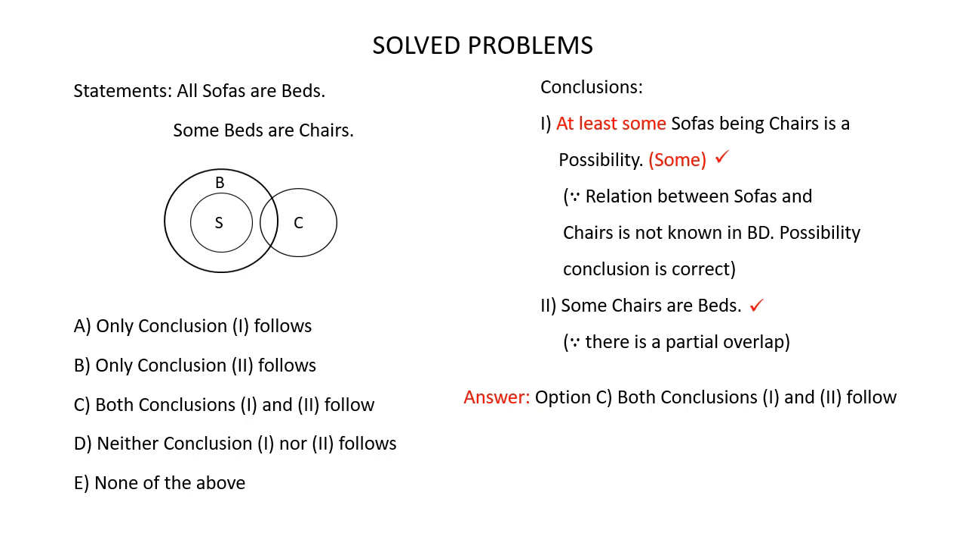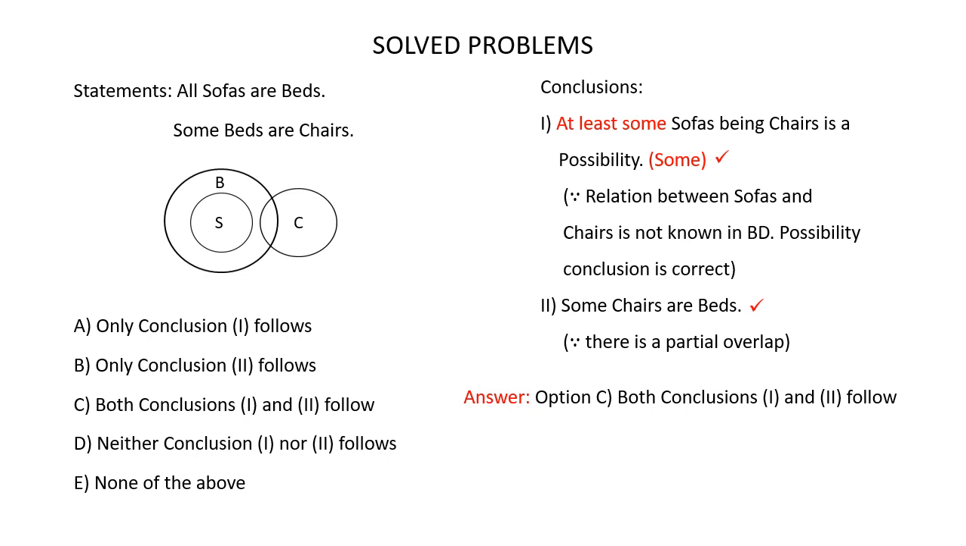Conclusion 1. At least some sofas being chairs is a possibility. Here, the words at least some is nothing but some. At least some means some. So the conclusion now becomes some sofas being chairs is a possibility. Now in this basic diagram, you have sofas here and chairs here. Clearly you can see that the relation between sofas and chairs is not known in this basic diagram.